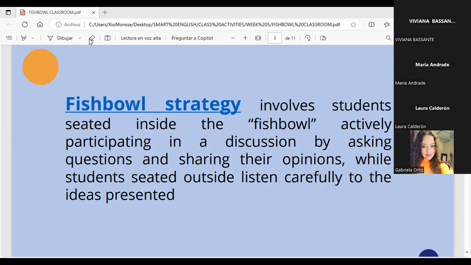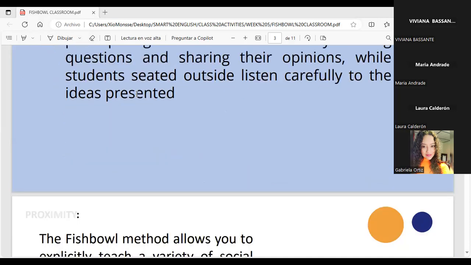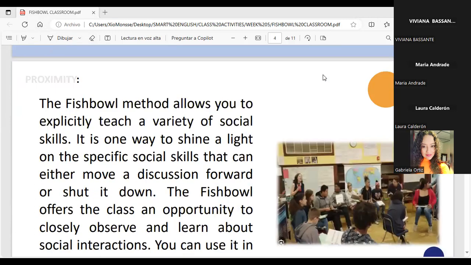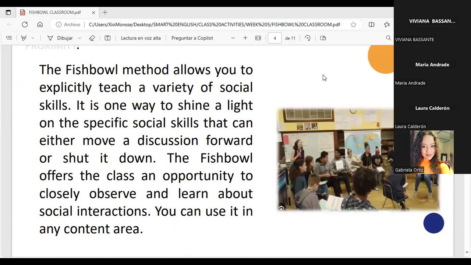Okay, fishbowl discussion requires pre-class preparation, and a student will need explicit instruction to understand the requirement. Okay, the fishbowl method allows you to explicitly teach a variety of social skills. It is one way to shine a light on the specific social skill that can either move a discussion forward or shut it down. The fishbowl offers the class an opportunity to closely observe and learn about social interaction.